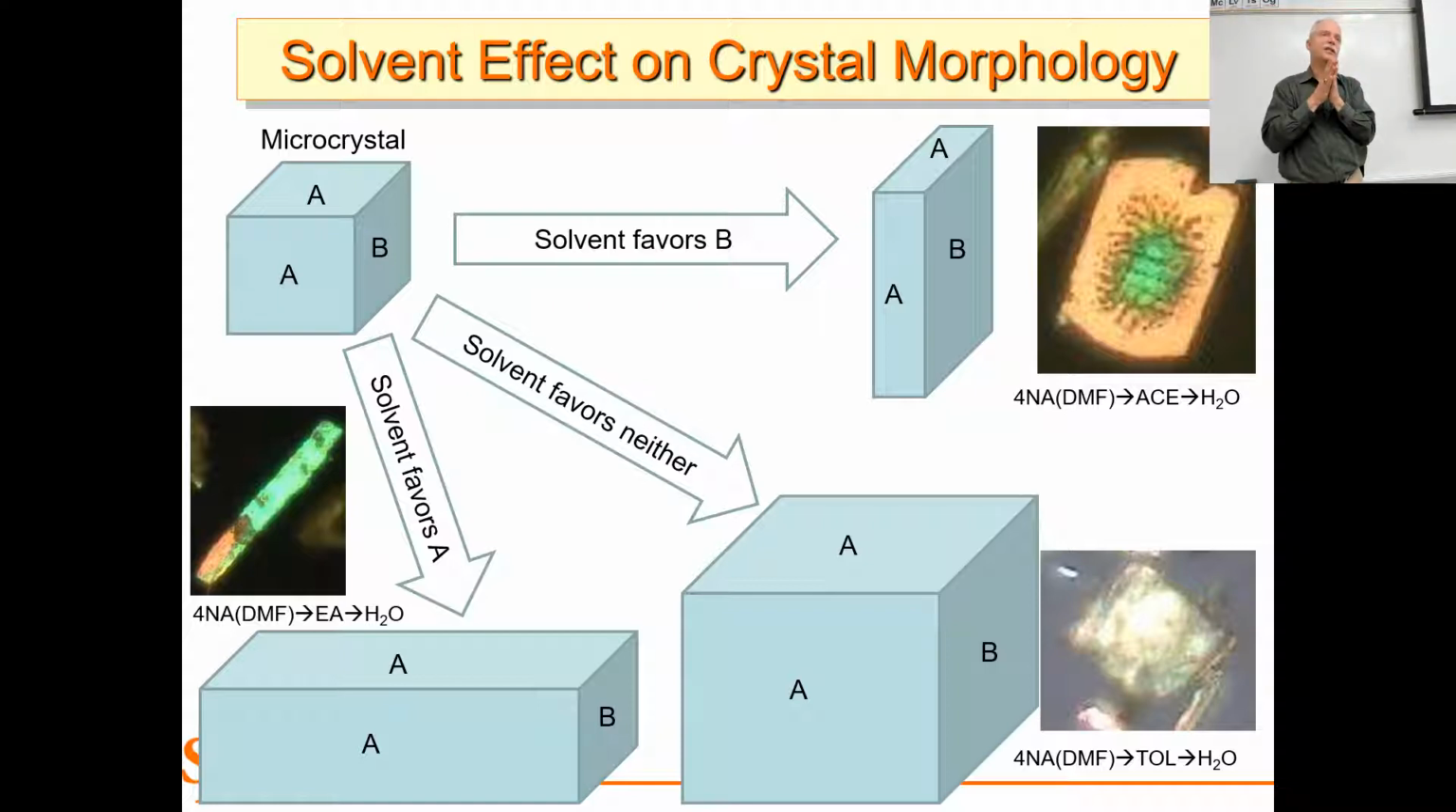And then if it favors neither, then you just have lots of nucleation and lots of growth, and you'll have gravel. You'll have particles that just grow in all directions, because there's really no problem displacing the solvent from any of the faces, A or B.